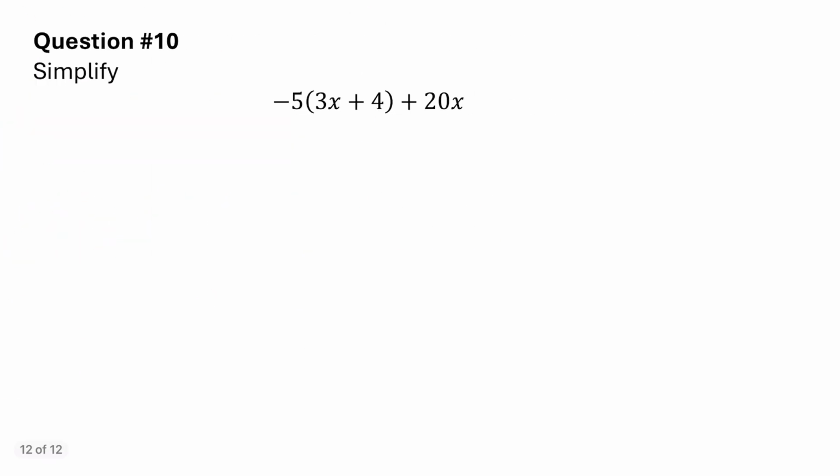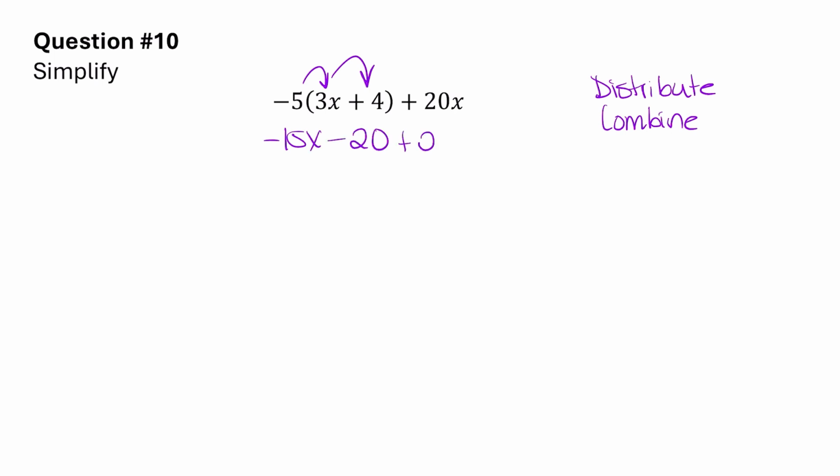Okay, so in this question, it wants us to simplify an expression. Remember, to simplify expressions, we have two big things that we do. We distribute and we combine any like terms that we have. Okay, so I'm going to start off by distributing because I see my parentheses. Negative 5 times 3x is negative 15x. And then negative 5 times positive 4 is going to give me minus 20. And then I have a plus 20x hanging out here at the end.